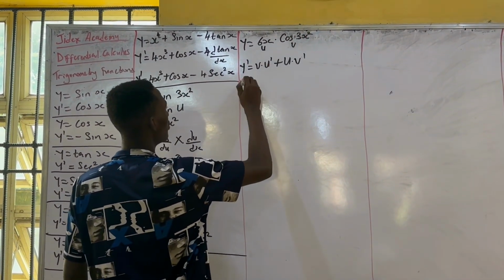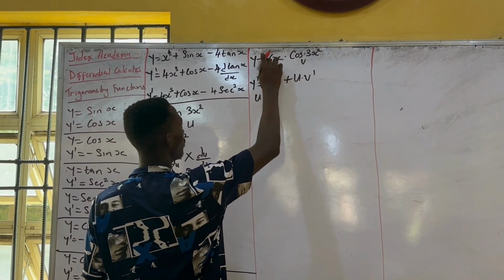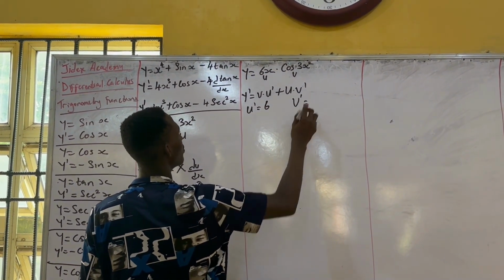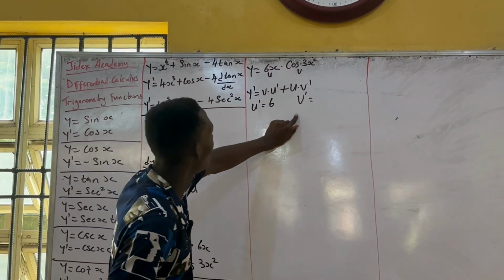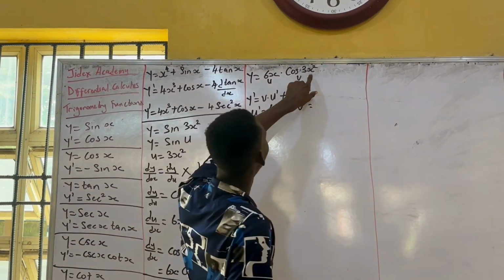So let's find the derivative of u. That will give us what? 6. If you find the differentiation of this, it will give us 6. Now for our v derivative, we have to find the derivative of cos 3x squared.